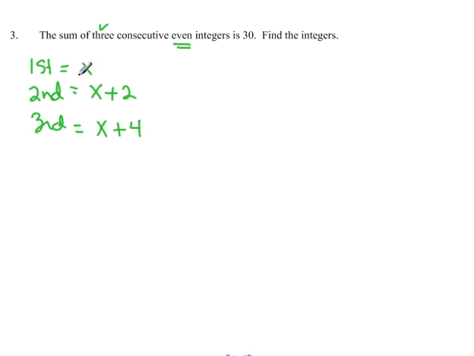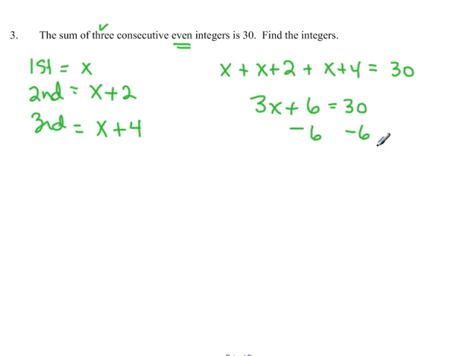Okay, sum again, so I'm going to add these up. So I get x, that's the first integer, x plus 2, that's the second integer, x plus 4, that's the third integer, and the sum of those is equal to 30. Collect your like terms. 1, 2, 3x plus 2 plus 4 is 6 equals 30. Get rid of the 6 by subtracting 6 from both sides. 3x equals 24. Divide by 3. And this number should be an even integer, which it is.